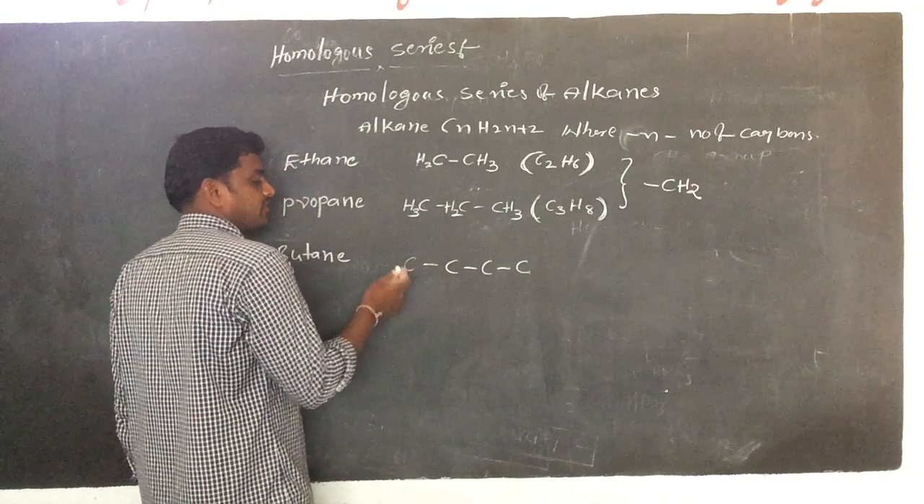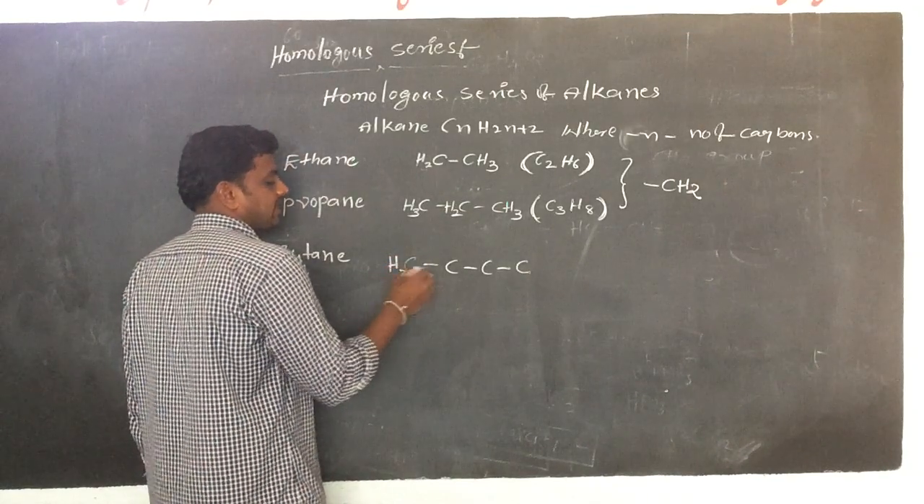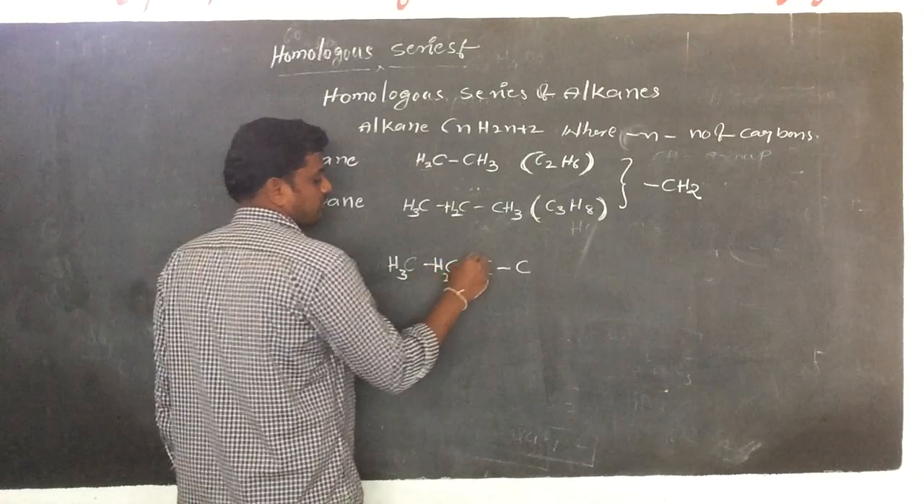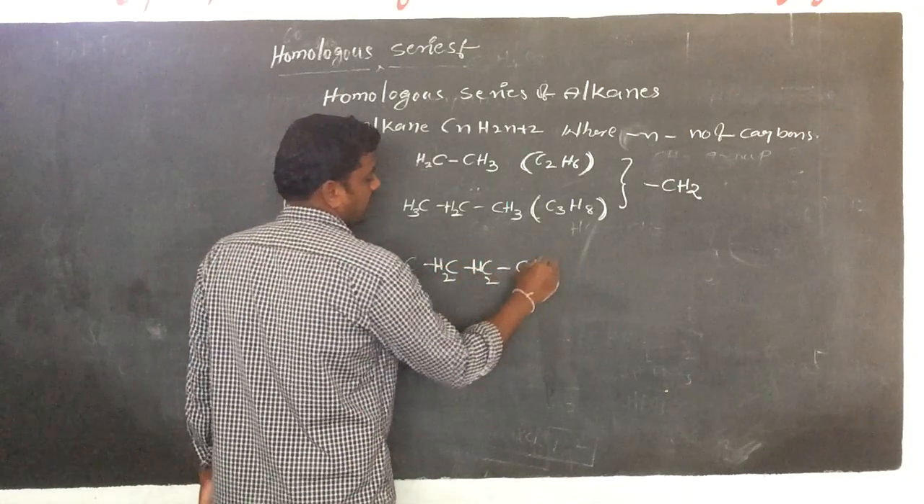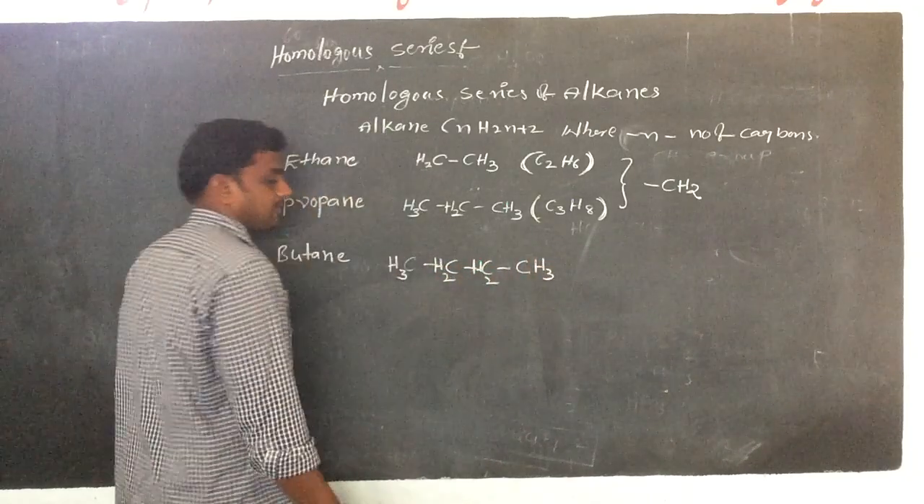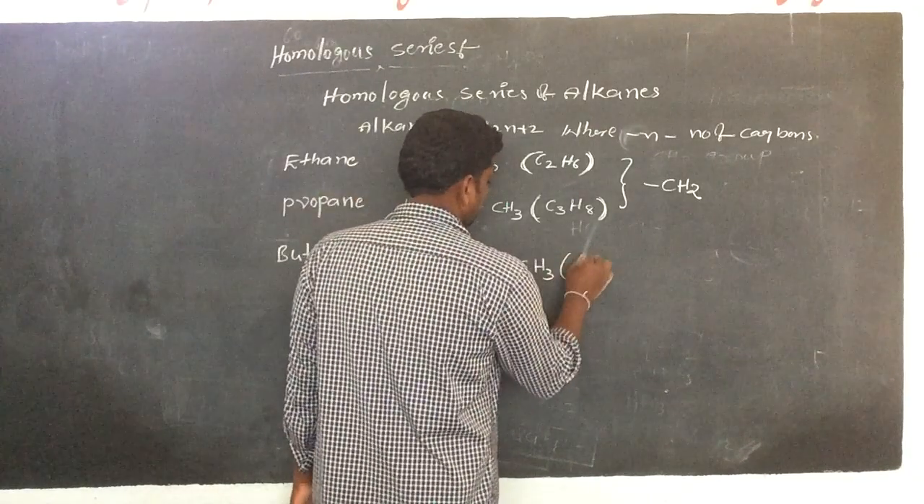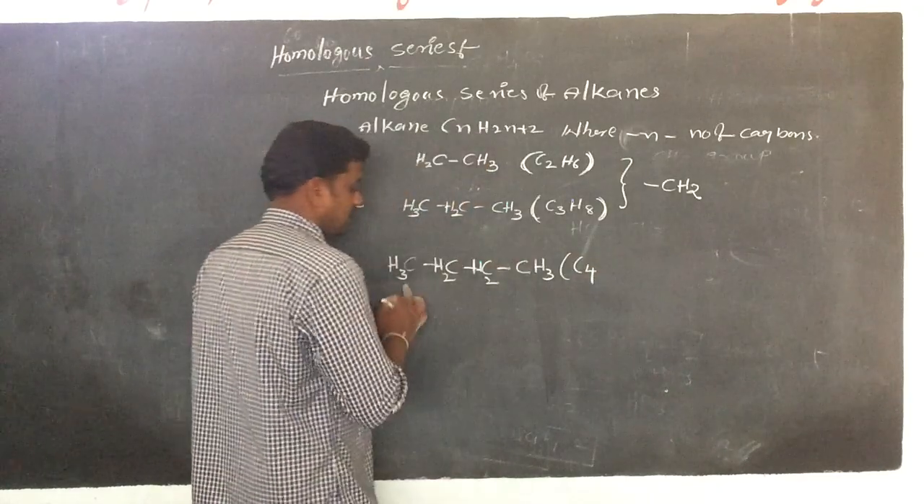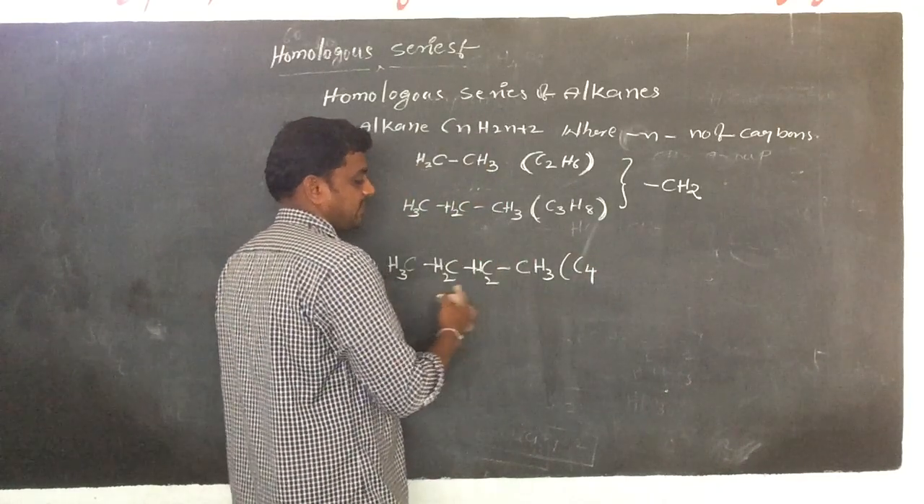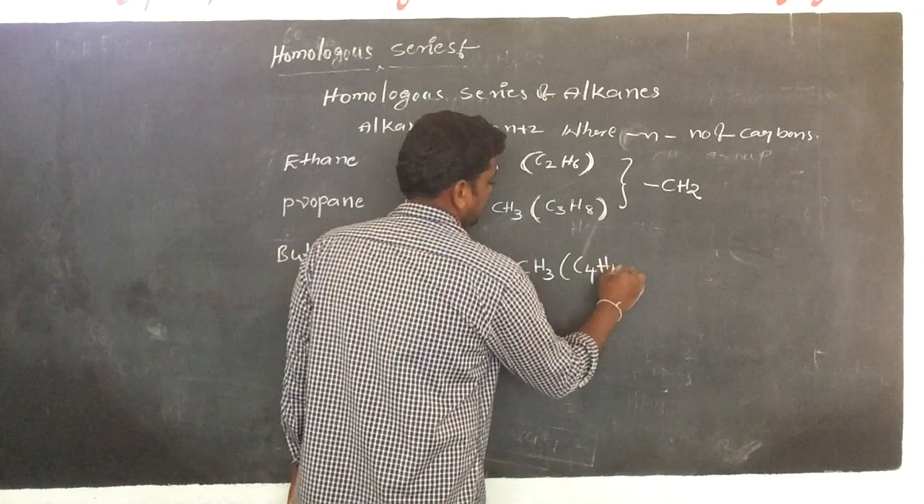The valency of carbon is 4, and the remaining bonds are filled with hydrogen: CH3, CH2, CH2, and CH3. Total carbons are 1, 2, 3, 4, so C4. Hydrogens are 3 plus 3, 6 plus 4, 10. So the formula is C4H10.